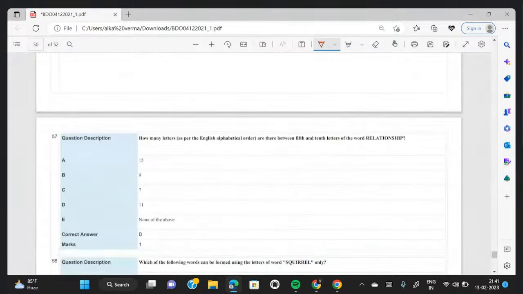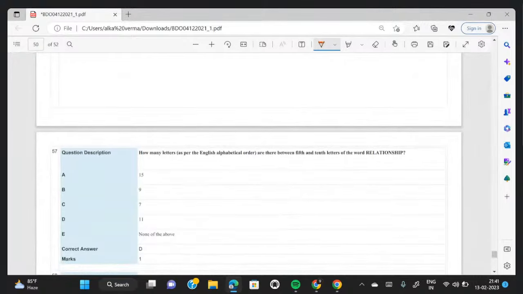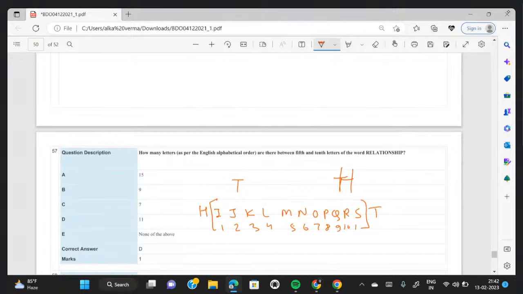Question number 57. How many letters, as per the English alphabetical order, are there between the fifth and 10th letter of the word relationship? Now, what is the fifth letter? If you count, the fifth letter is T. And what is the 10th letter? If you count, the 10th letter is H. Now, how many letters are there between H and T as per the English alphabet? Let us count. H, I, J, K, L, M, N, O, P, Q, R, S. 1, 2, 3, 4, 5, 6, 7, 8, 9, 10, and 11. So 11 is your right answer. This is how you are supposed to do it.